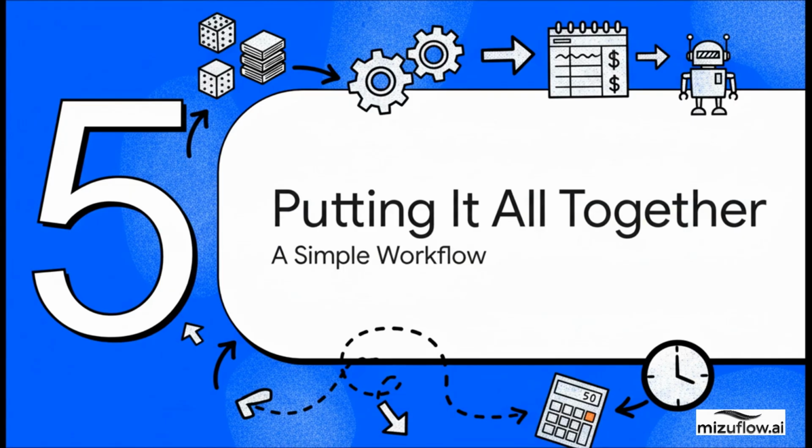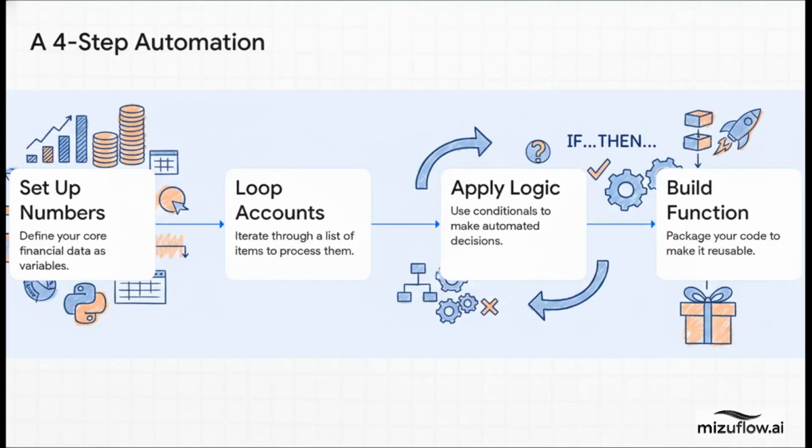Okay, so we've talked about data types and these awesome libraries. Let's put the pieces together now and see how they can build a real simple automation workflow. We're going to walk through this in 4 simple steps. First, we'll set up our numbers. Second, we'll loop through our data. Third, we'll apply some business rules. And fourth, we'll package it all up into something we can use over and over again.